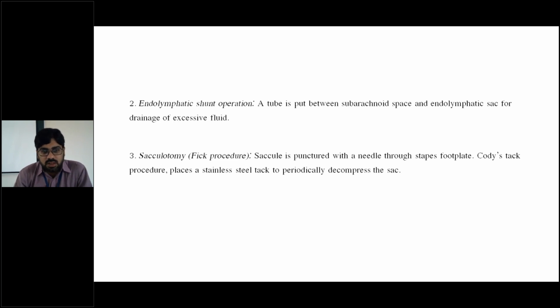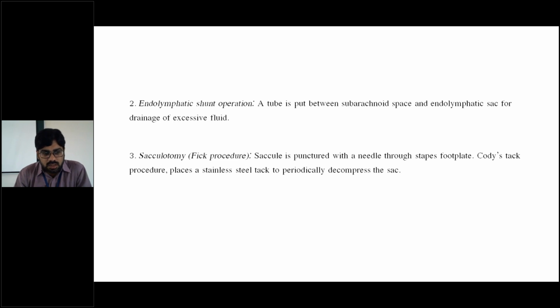Endolymphatic shunt operation. You can also put a small tube, as we keep shunts in the heart to maintain the pressure changes in the major vessels. So you can also keep a small shunt there. A tube is put between the subarachnoid space and the endolymphatic sac for drainage of excessive fluid. So you can keep a shunt.